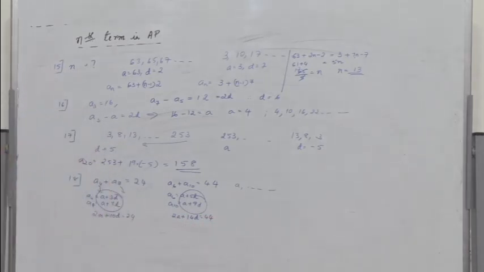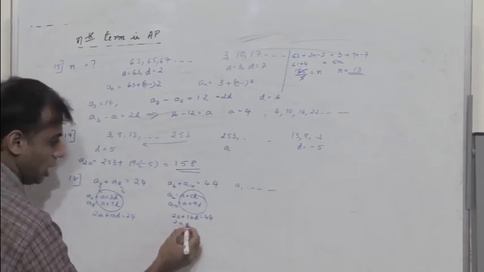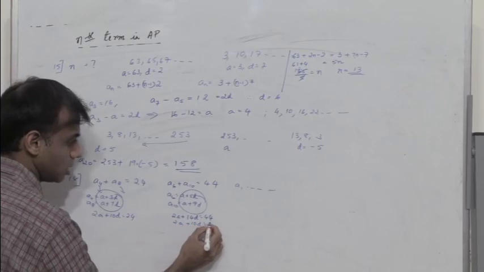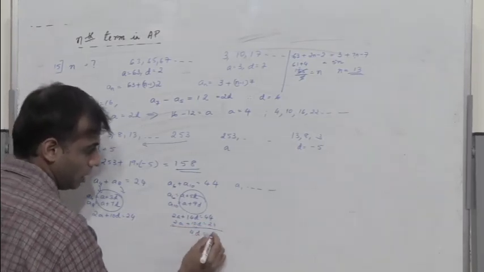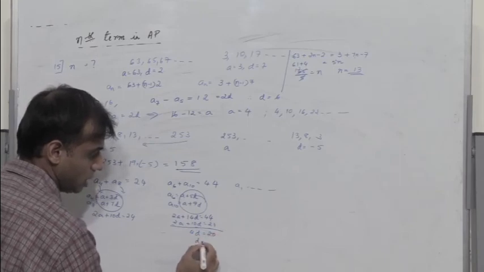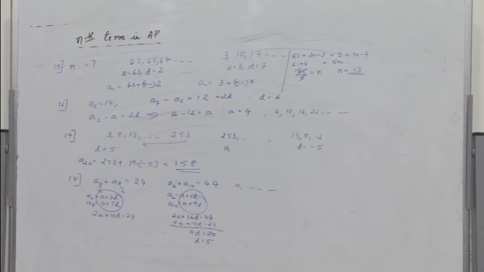So we can subtract both of them. I write 2A plus 10D equals 24, and subtract from 2A plus 14D equals 44. I get 4D equals 20. So D equals 20 by 4, which is 5. So D is 5.